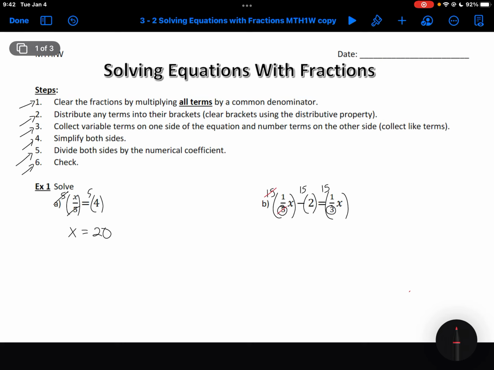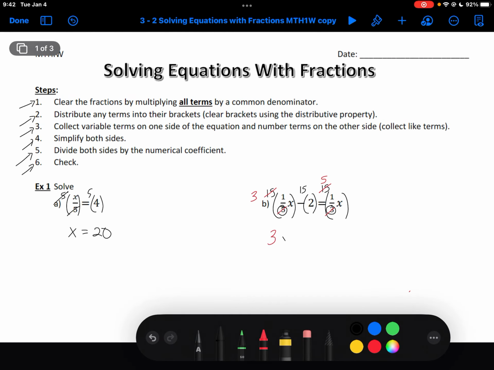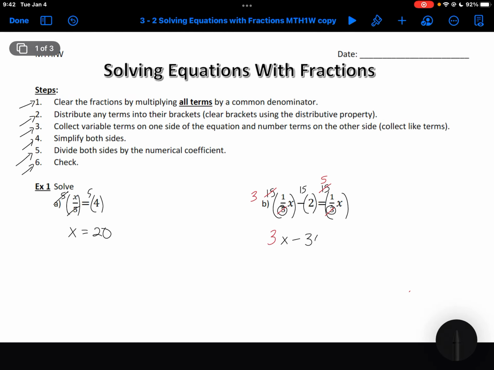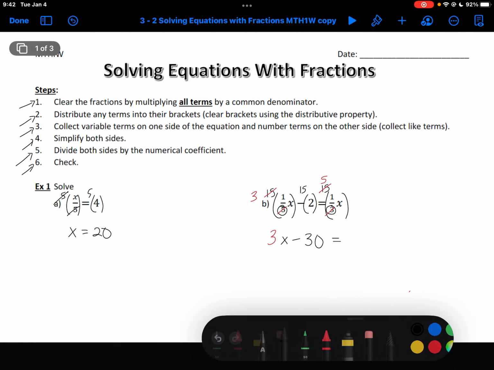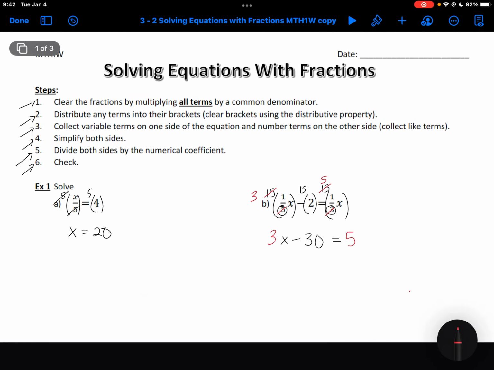So 15 divided by 5 leaves me with 3. 15 times 2 is just a number, so I'm not too worried about that. And then 15 divided by 3 leaves me with 5. So that means I'm going to end up with 3x minus 30 equals 5x.